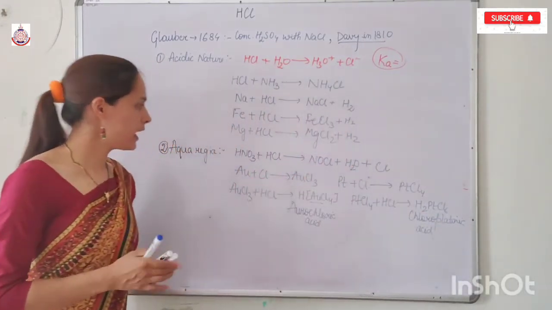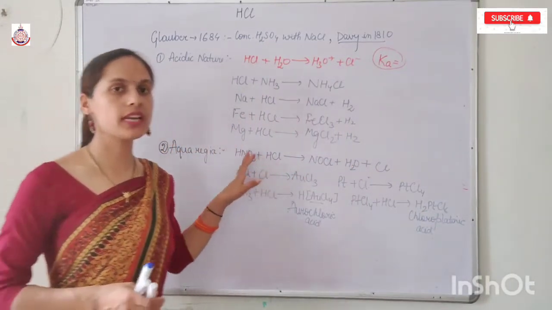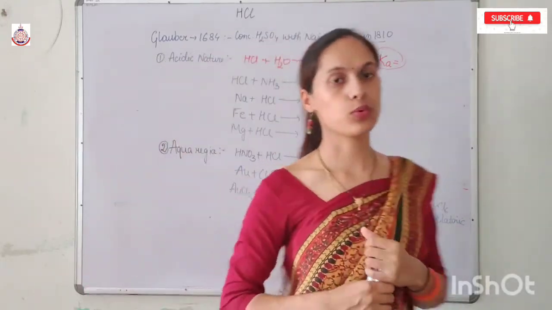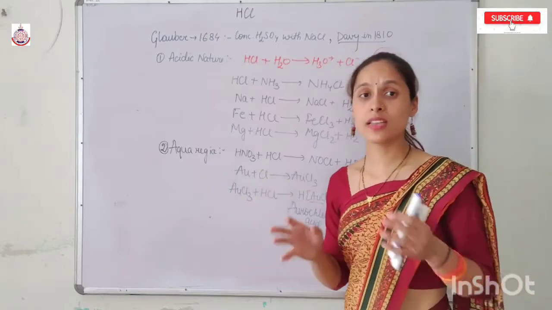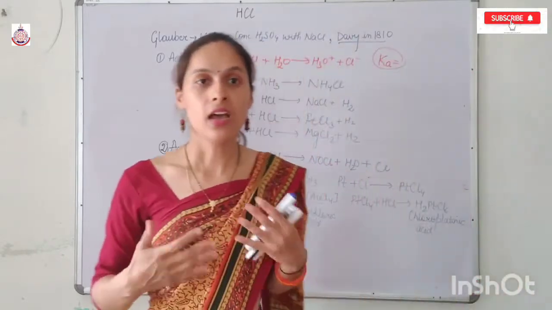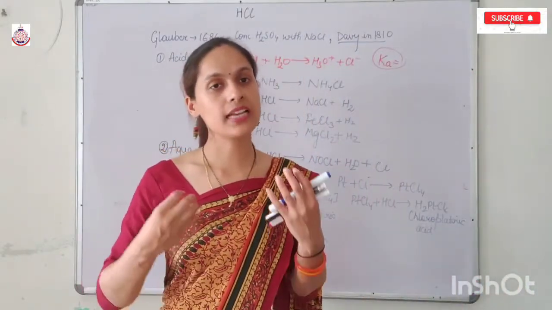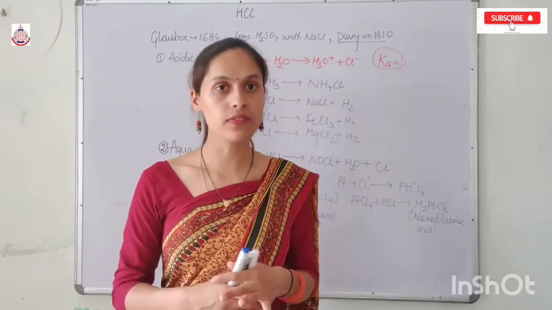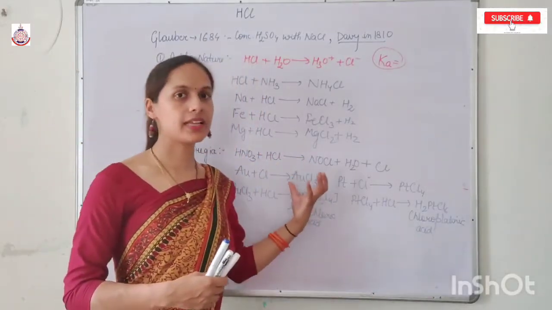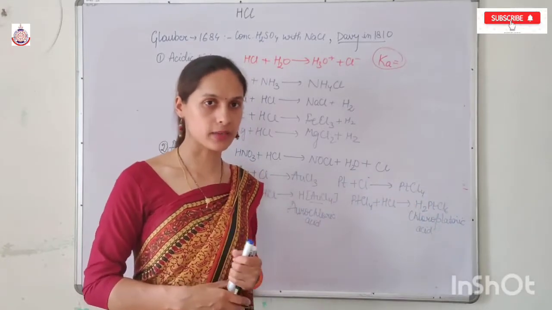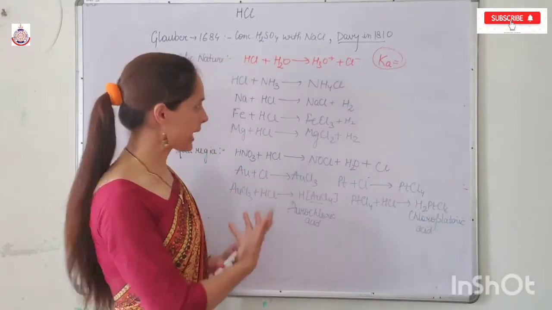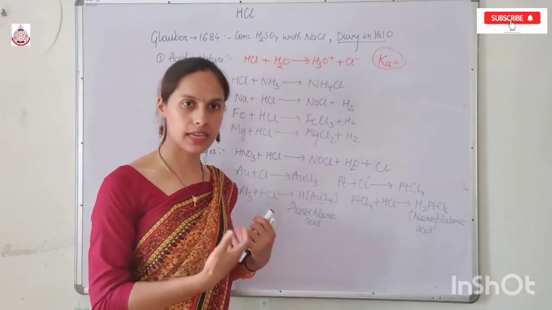So in this way, HCl reacts with the ammonia to form a solution, that is aqua regia, and this aqua regia is so strong that it can dissolve the noble metals like gold and platinum. This is the second chemical property of HCl.